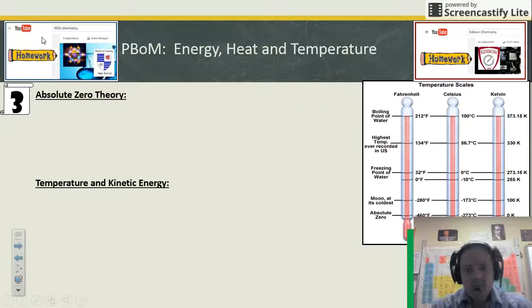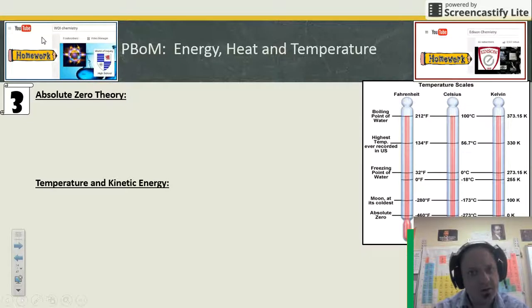Absolute zero. Well, there's three temperature scales: Kelvin, Celsius, and Fahrenheit. Fahrenheit, garbage units. We don't like to use them in chemistry. Celsius, great units. We love to use them in chemistry because it's based on 0 degrees Celsius being the freezing point of water, and 100 Celsius being the boiling point of water.